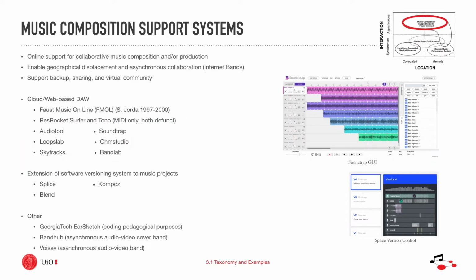Musical composition support systems are used to assist a more traditional form of musical composition and/or production, both for composition based on written music support, so the traditional type of support, and also for music production based on more experimental processes in the recording studio. These systems enhance the traditional collaboration paradigm by allowing geographical displacement and asynchronous types of collaboration.